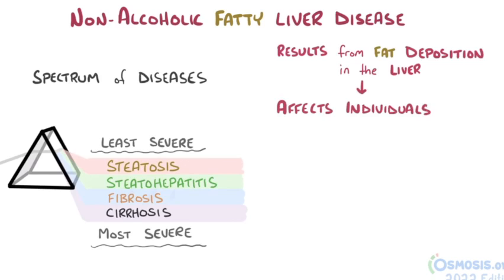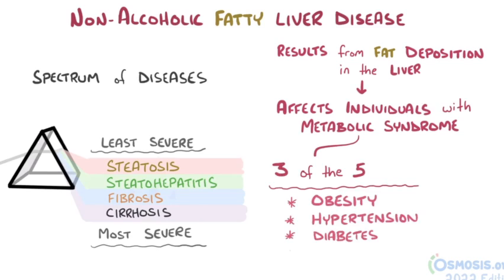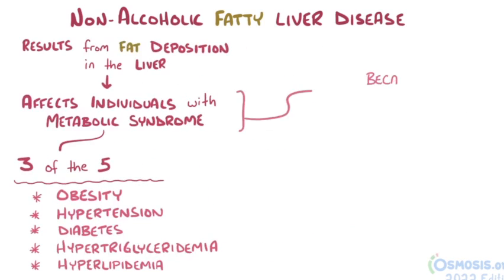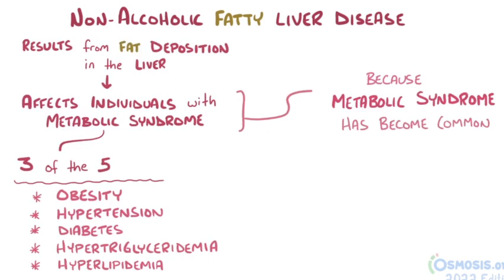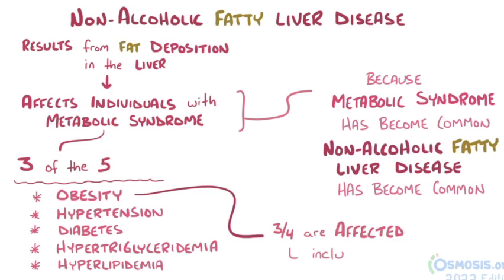Typically, it affects individuals with metabolic syndrome, which includes a combination of 3 of the 5 following diagnoses: obesity, hypertension, diabetes, hypertriglyceridemia, and hyperlipidemia. Given how common metabolic syndromes have become, it's not surprising that the rate of non-alcoholic fatty liver disease has also increased dramatically. It's a massive problem, growing in lockstep with expanding waistlines, affecting about 3/4 of all obese individuals, including many children.